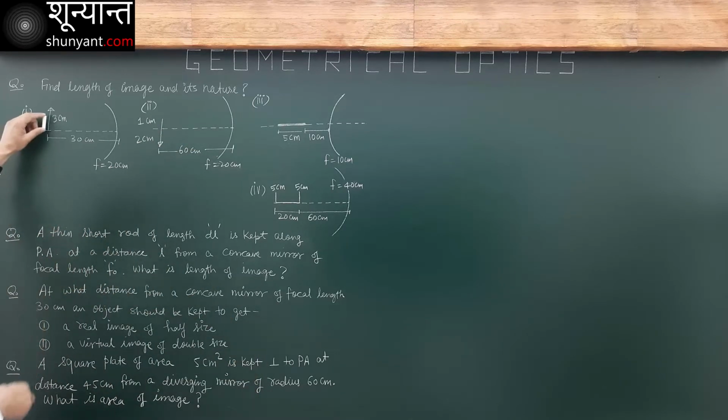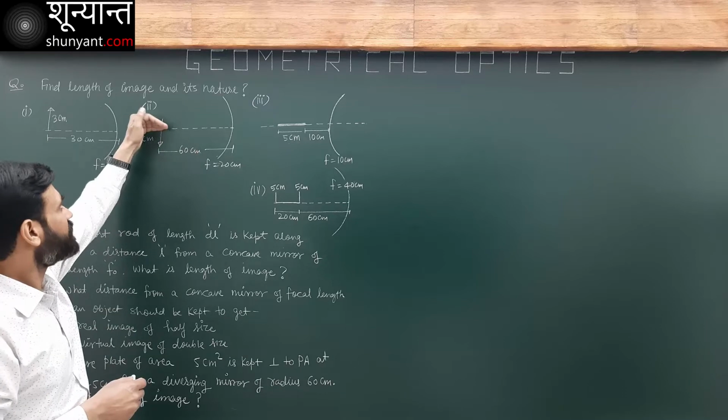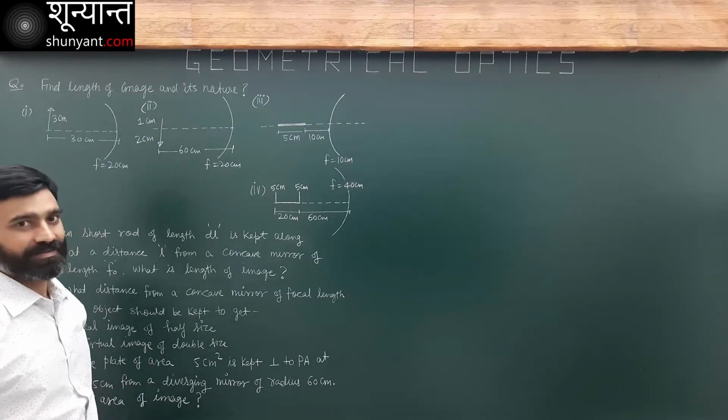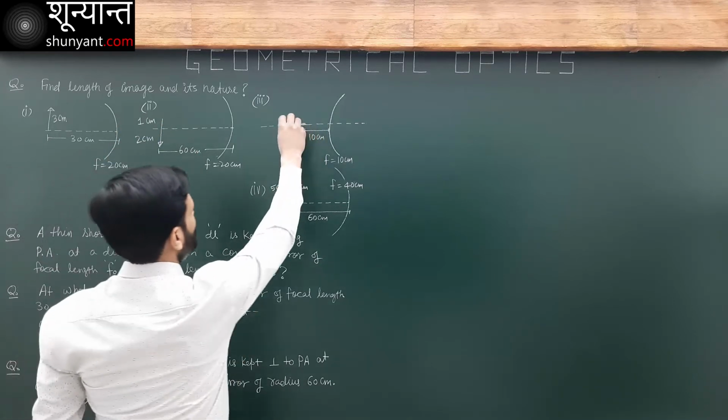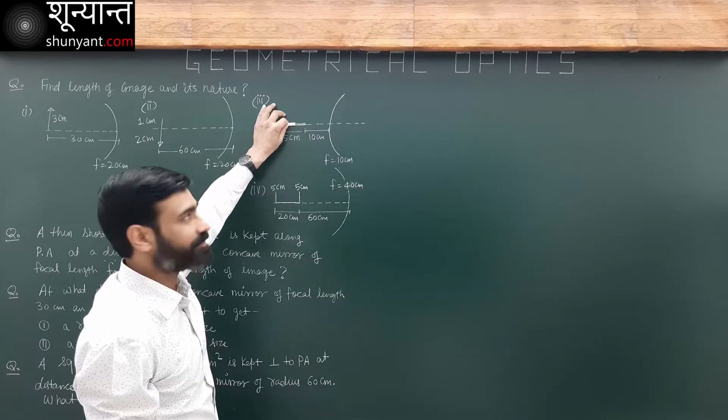Here the object is kept differently. In this case the object is kept directly above the principal axis. Now here some part of the object is above the principal axis and some part below. In the third case the object is along the principal axis.